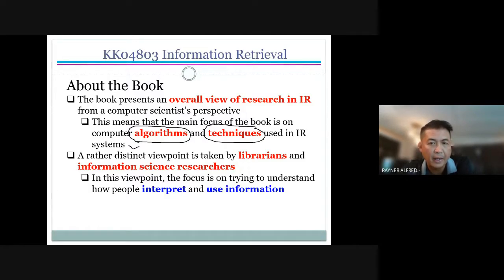Okay, and we also look at the viewpoint taken by librarians and information science researchers. In this one, they are trying to focus on understanding how people interpret and use information. Okay, so we will look into the query. How do we transform them into the document or the text that they are looking for?